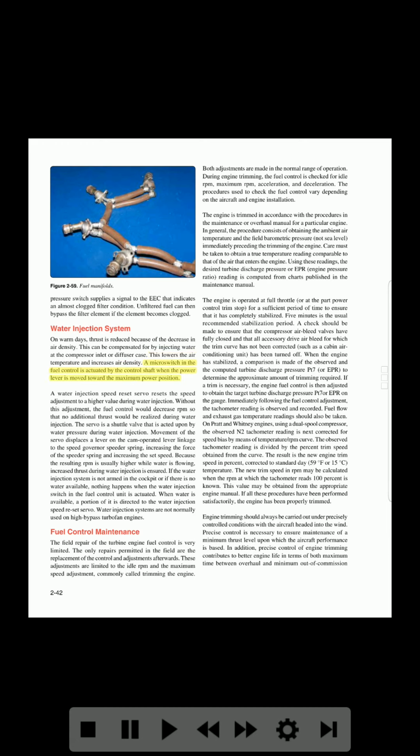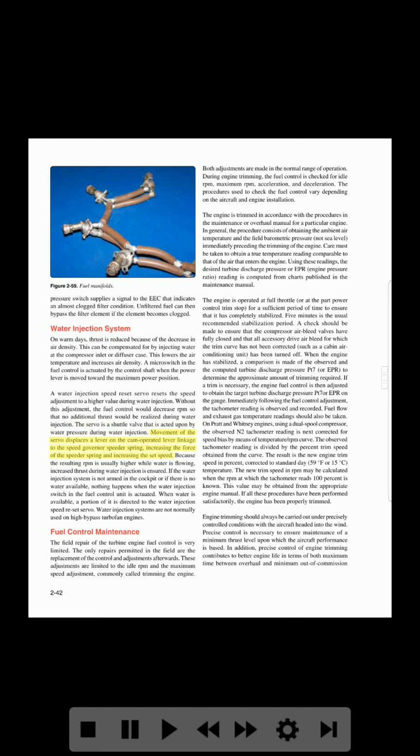A microswitch in the fuel control is actuated by the control shaft when the power lever is moved toward the maximum power position. A water injection speed reset servo resets the speed adjustment to a higher value during water injection. Without this adjustment, the fuel control would decrease RPM, so that no additional thrust would be realized during water injection. The servo is a shuttle valve that is acted upon by water pressure during water injection.